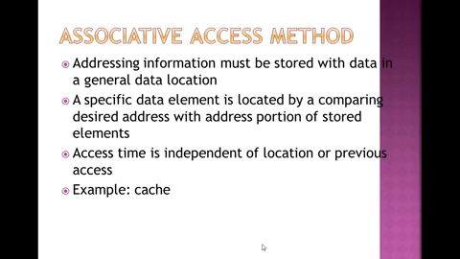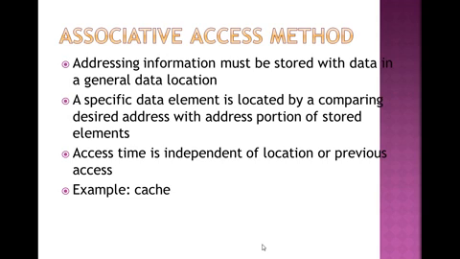The next point says a specific data element is located by comparing the desired address with the address portion of the stored element. That is, in the associative access method, we can access the data element by comparing the desired address. Suppose I want an address, that is the desired address, and the address that contains the data is the actual address. So we compare both these parts, get the address, and get the specific data element.